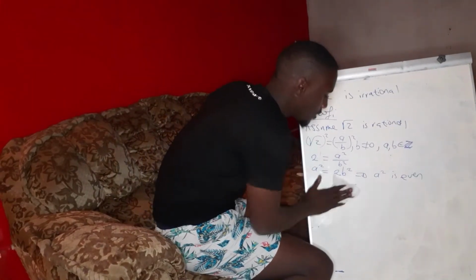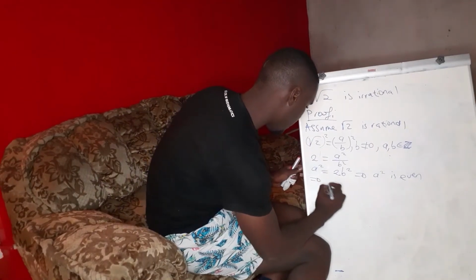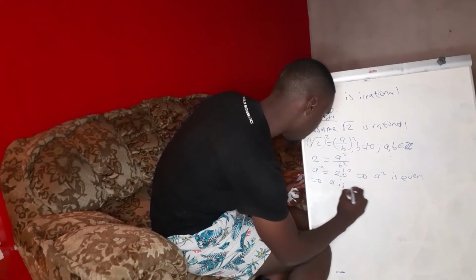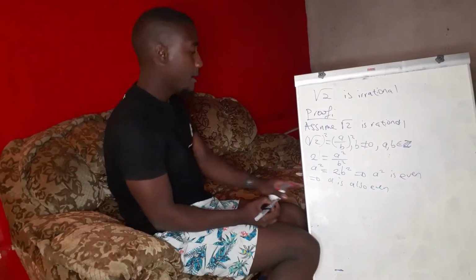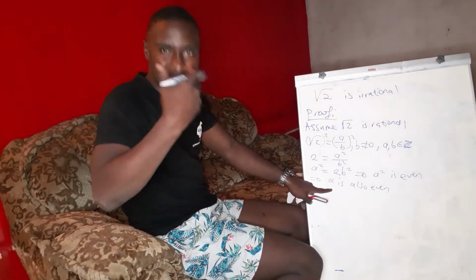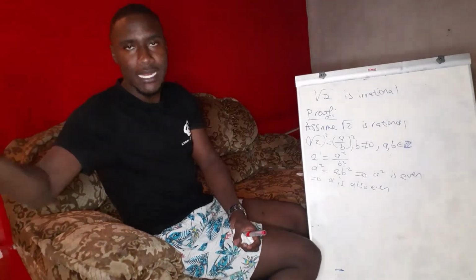Now, let me remove this so that we can continue with our proof. So this will then imply that a is also even, right? But if a is even, it means it can be represented as 2 times whatever, if whatever is also an element of the integers.